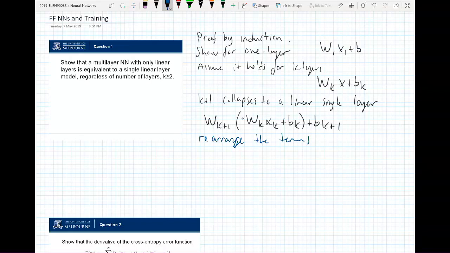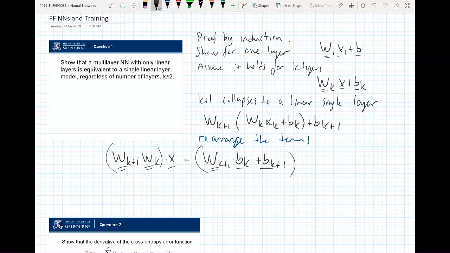What do I have? This is a matrix multiplication, so the two matrices multiply: W_{k+1} W_k x, plus... These are two matrices. And this is a vector as well, because the layer output is a vector. It doesn't have to be scalar. Then plus W_{k+1} times b_k, plus b_{k+1}. So this gives me a vector, this gives me a vector, and these vectors are summed up.